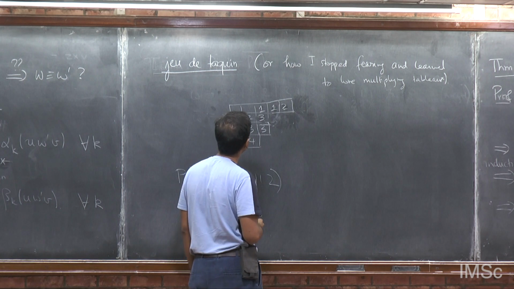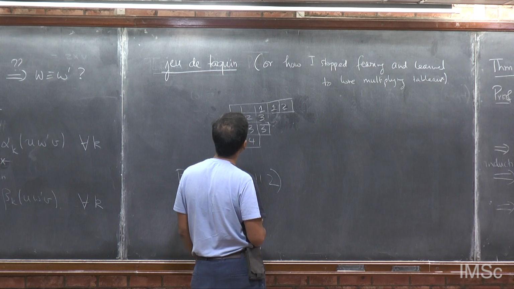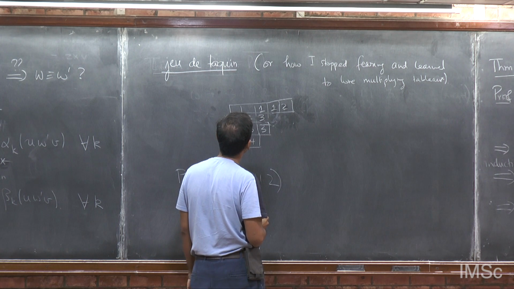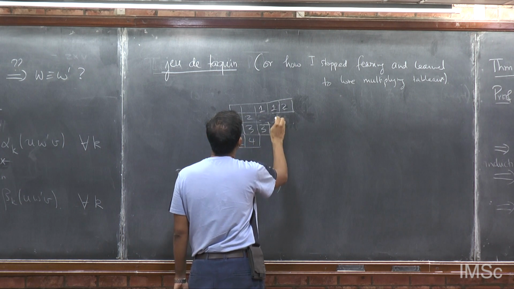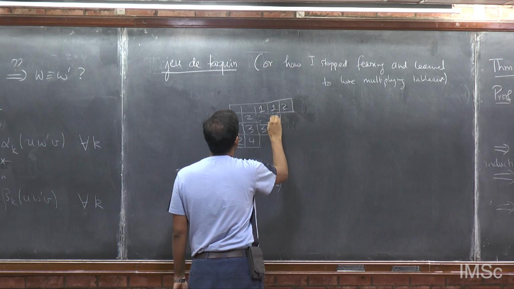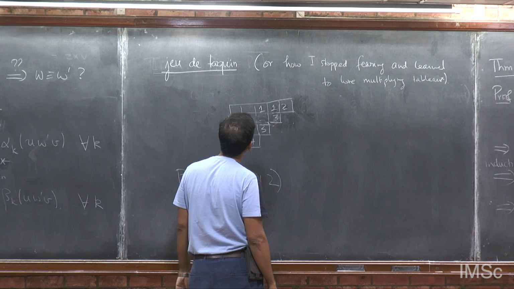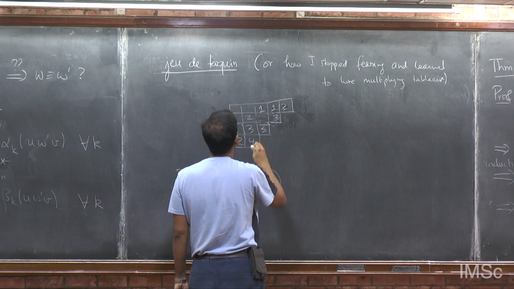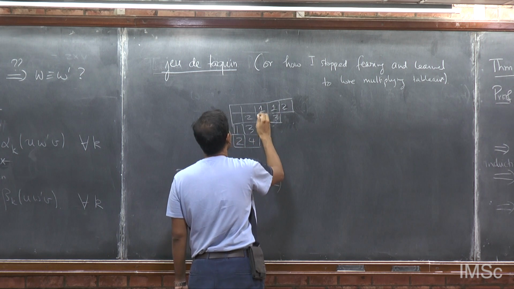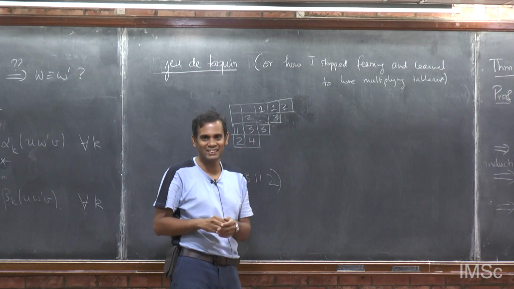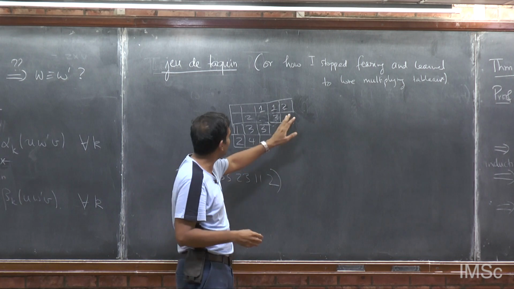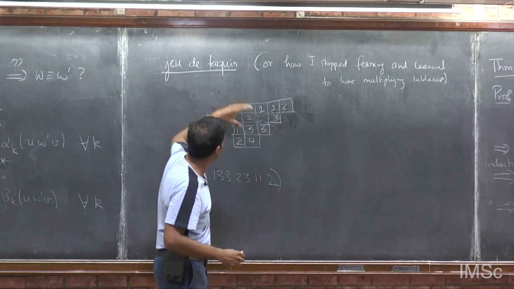Oh, I forgot. Did I do something wrong? 1, 3, 3. Oh. And then it becomes 2, 1, 3. Sorry, I don't slide things down, I slide things up. Now I understand what Sridhar was saying. You can't slide things down. You have to slide things to the left or up.